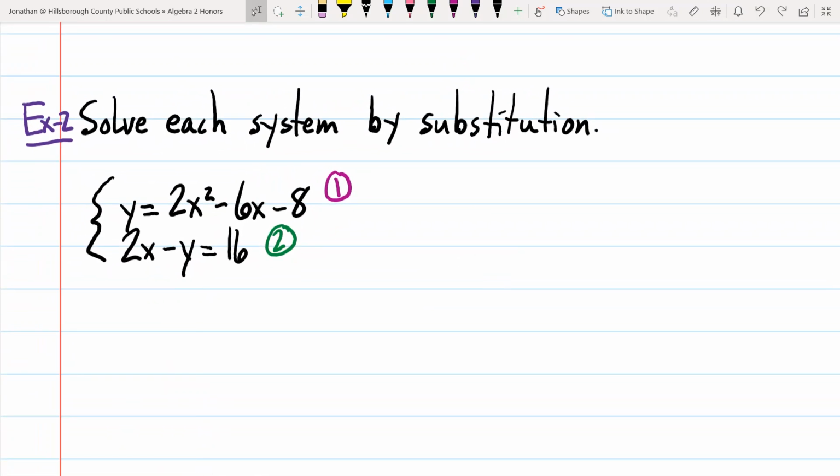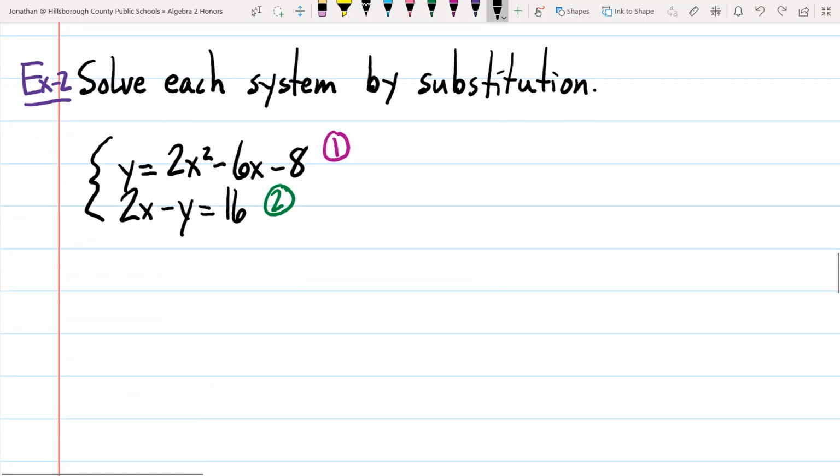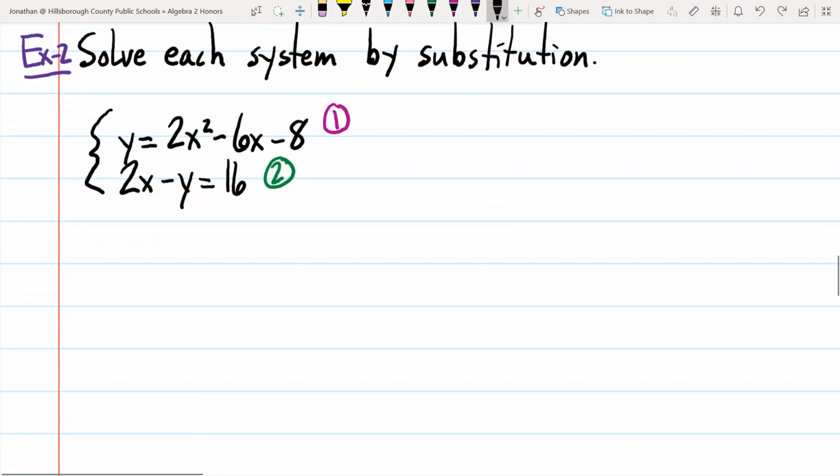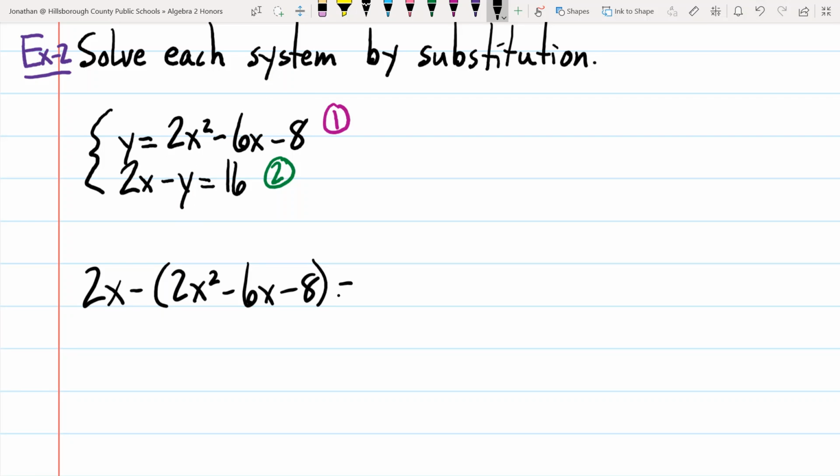Here we go. Solve each system by substitution. We're going to do the same thing as last problem. I'm going to plug equation 1 into equation 2 because that works nicer for this one. So again, this is what's equal to y. I'm plugging it into this y down here. 2x minus 2x squared minus 6x minus 8 equals 16. Don't forget to fill in the rest of the problem.